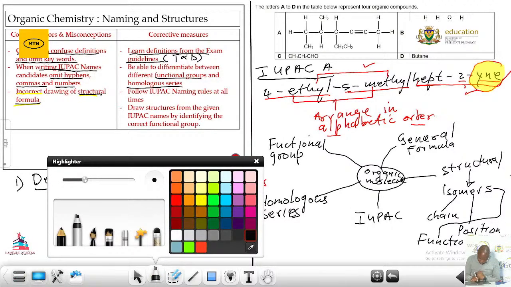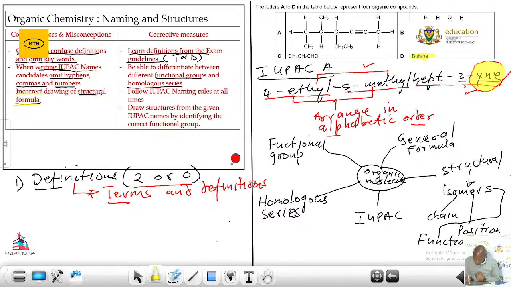I am at compound D as an example, where we are given the name of that particular structure, which is now what? The IUPAC name. So if I am given the IUPAC name, which is here, what are the possible questions that the examiner can ask? The examiner can ask to which homologous series does compound D belong to. The examiner can ask, draw the functional group of compound D. The examiner can ask now, give the general formula of compound D. The examiner can also ask, draw now a structural formula of compound D.